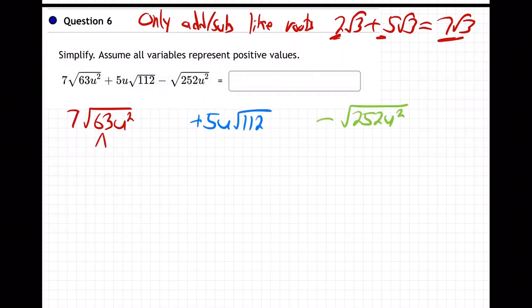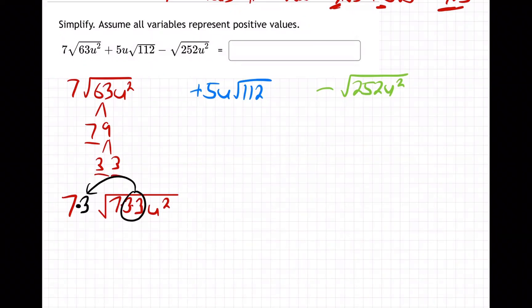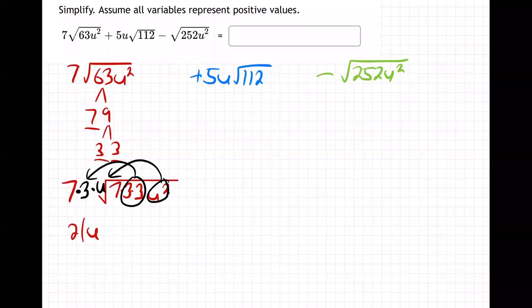Here we go. So the 63 is 7 times 9, and that's 3 times 3. So I broke down the 63 to all its little pieces. And so what do we have? We have 7 and square root of 7 times 3 times 3 times u squared. Okay, and so what happens there then? You know the deal, it's 2 for 1. So 2 3's in is 1 3 out. 2 u's in is 1 u out. And so that gives 21u square root of 7.